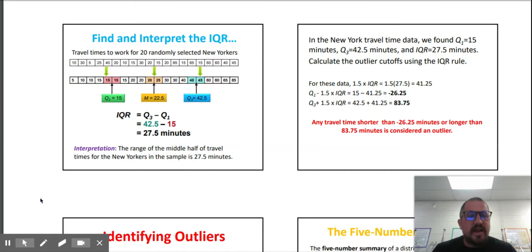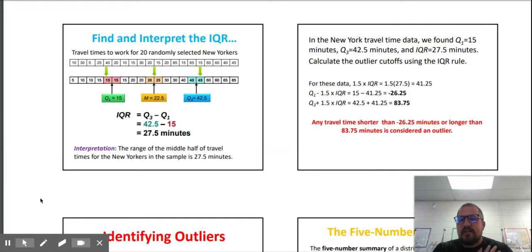So anything below negative 26.25 would be an outlier. And then we're going to say our Q3, which is 42.5, we're going to add 41.25 to that, and we get 83.75 as our upper fence. So anything below negative 26.25 would be an outlier, and anything above 83.75 would be an outlier.